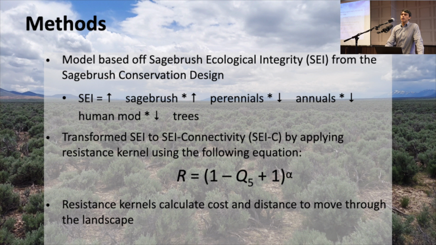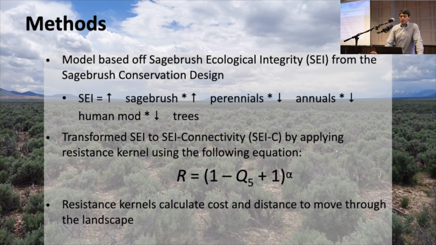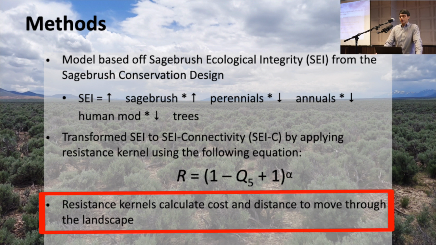And so we took SEI and transformed it into what we call SEIC, or SEI connectivity, by applying a resistance kernel using the equation shown above. Basically, all you need to think about with that equation, Q5 represents sort of a patch scale SEI metric that ranges between 0 and 1. We set alpha to 2, and so if you plug in the numbers there, you end up with resistance values on the low end of 1 and on the high end of 4. And I just want to note here that we use resistance kernels, and they calculate the cost and distance to move throughout the landscape and are a good approximation for structural connectivity.